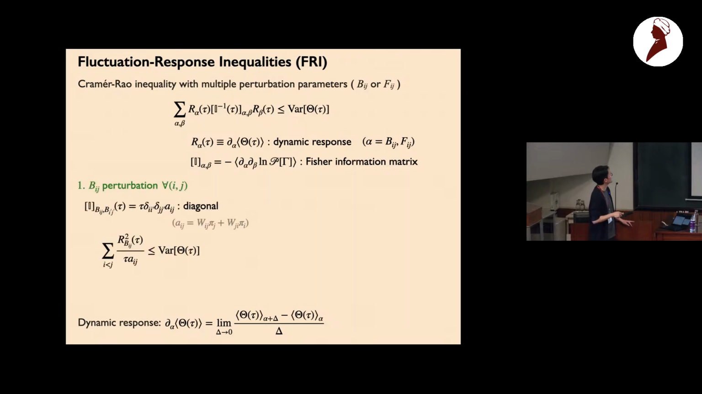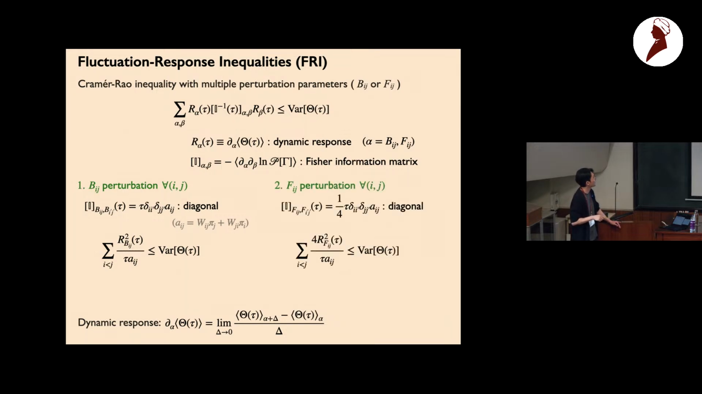However, for example, if we first consider the B perturbation, where alpha is Bij, then by choosing this dynamic response, we can show that this Fisher information matrix becomes a diagonal matrix. The calculation is not simple, but anyway it becomes a very simple diagonal matrix, so we can easily calculate it. It simply reduces to this: it becomes a square divided by this number. So this is the first FRI. The second one is if we consider the F perturbation, this Fisher information matrix also becomes a diagonal matrix, so we can reduce this matrix calculation this way. So now we have two FRIs. These FRIs are valid for finite time observation and arbitrary observable.